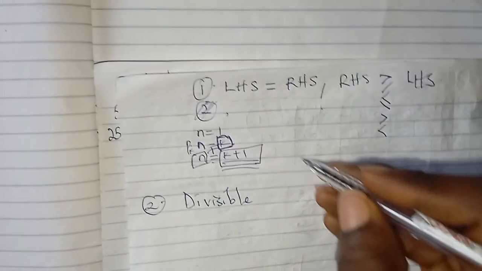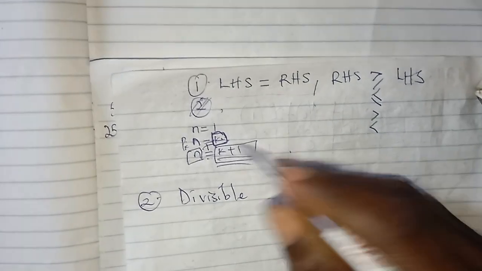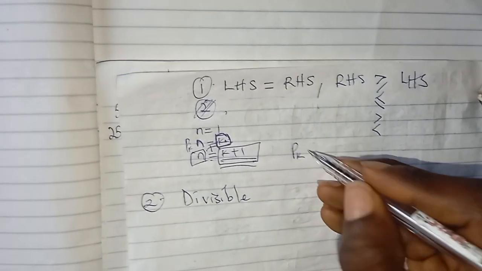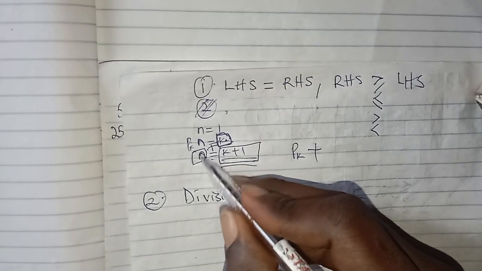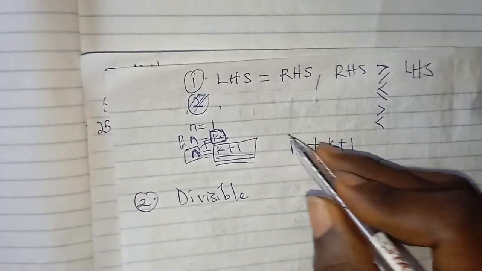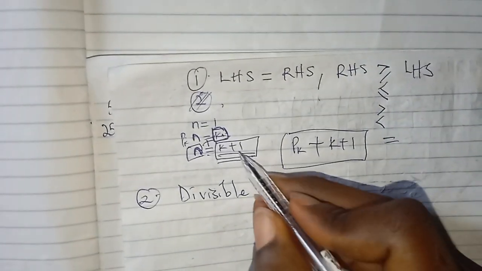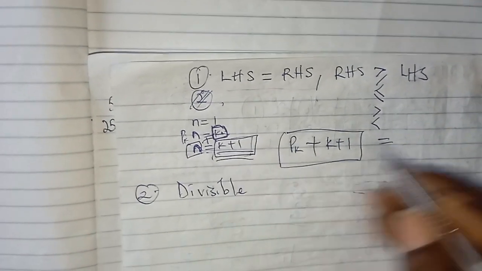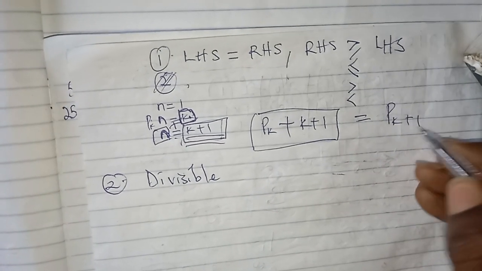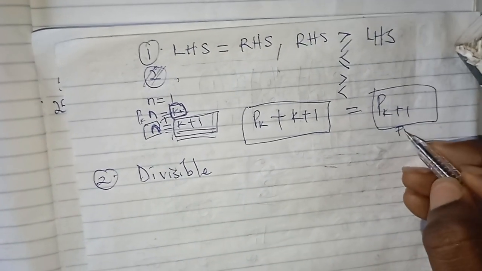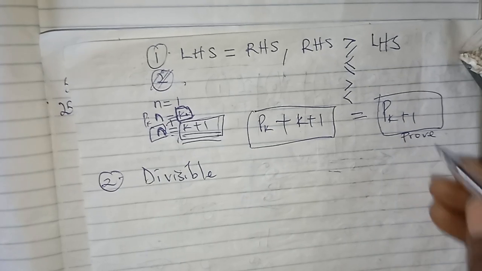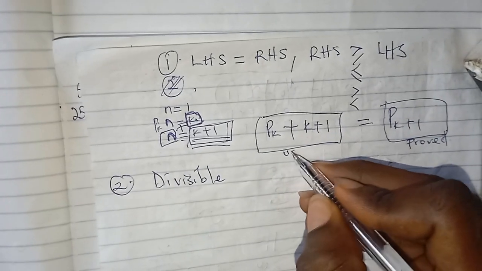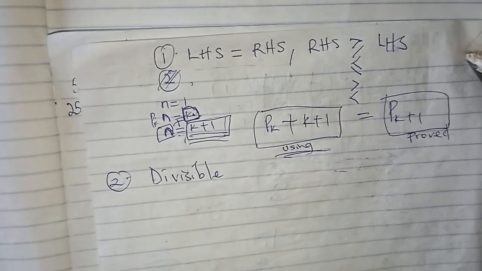So in this first step, what you're just doing is to use the value you got for this side, which is P of k, plus the value you have here, which is k plus 1. Use it to prove what you got at this end, for P of k plus 1. So you prove this using these two. This is the format.